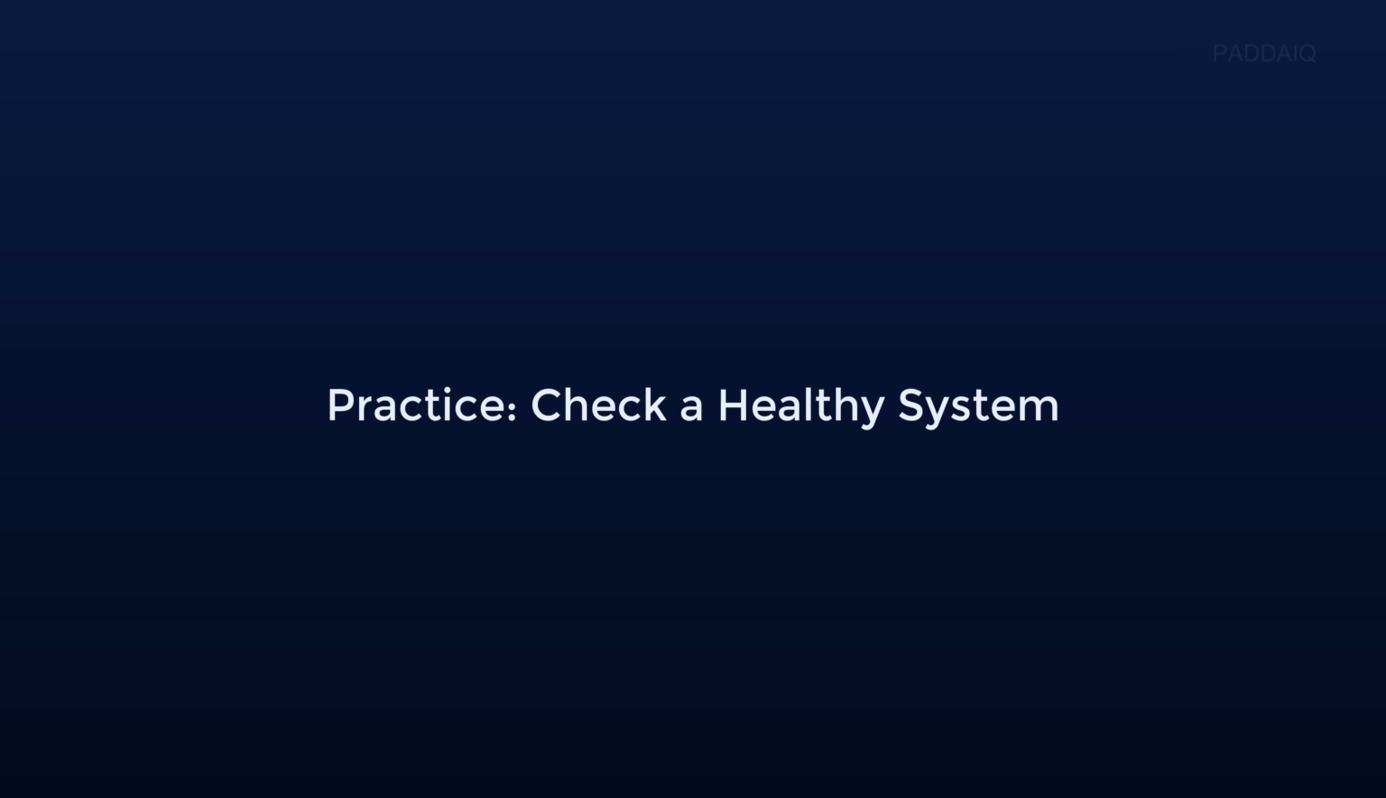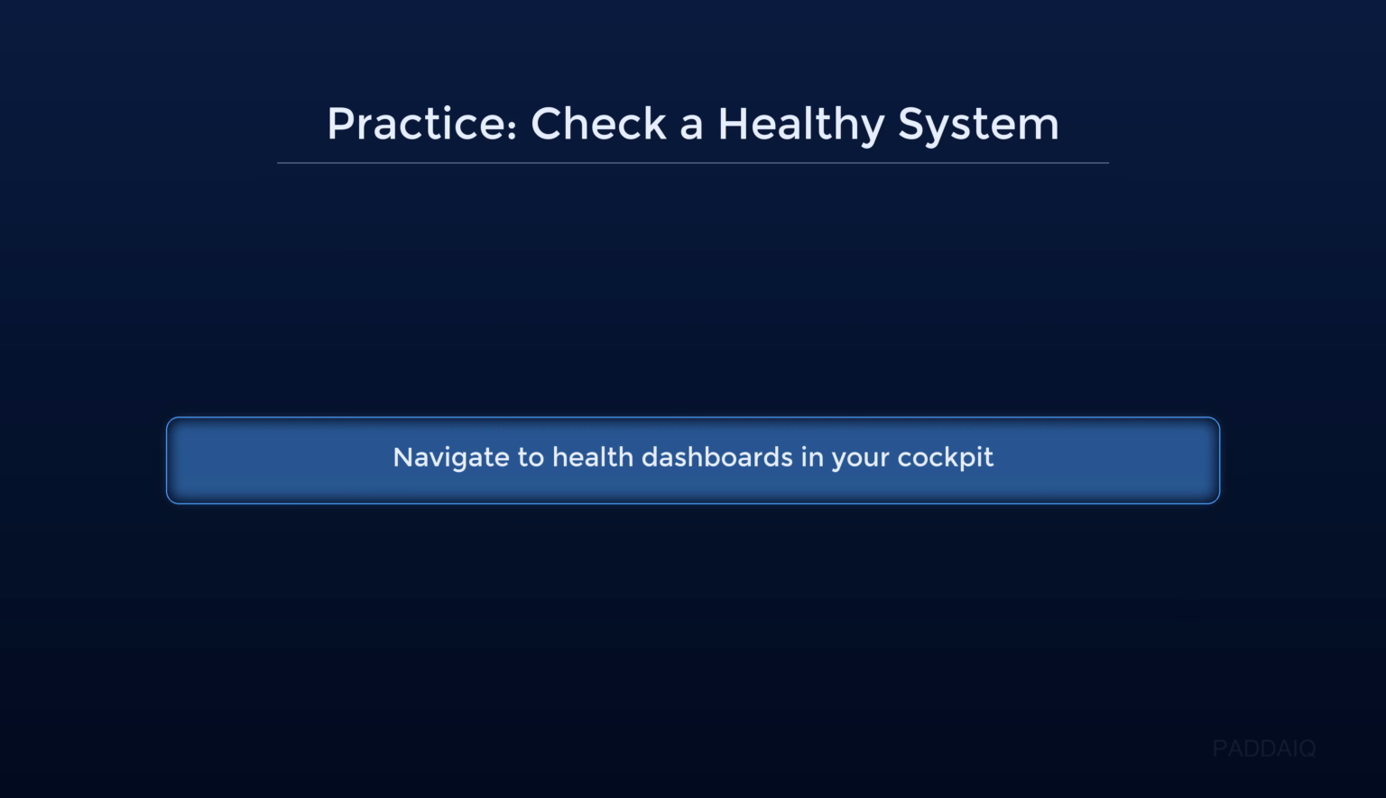Practice, check a healthy system. Navigate to health dashboards in your cockpit. This means opening your BTP account's main control panel to find and view the system status screens. For example, a developer checks these dashboards to quickly confirm all services are running before starting their work. This simple step ensures you are working on a fully operational system.